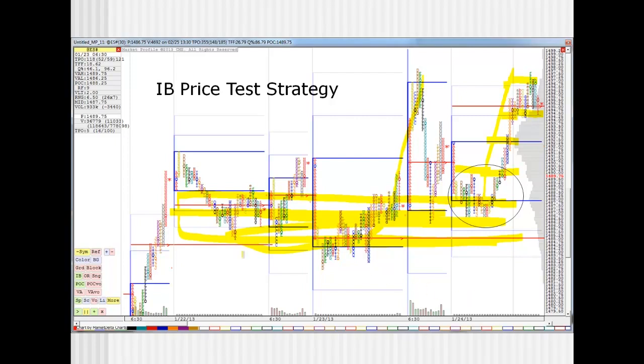Begin to practice. I recommend when you look at the profile, completely take off all the other lines, because it gets confusing when you have too many lines on the chart. Just focus on the IB lines.